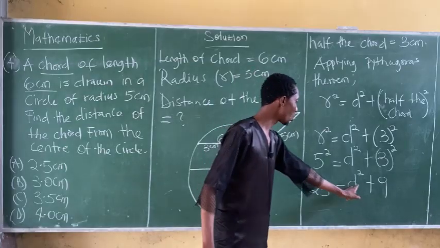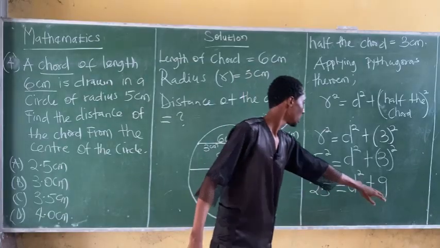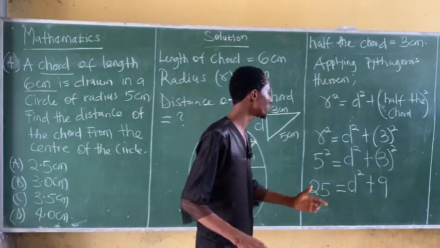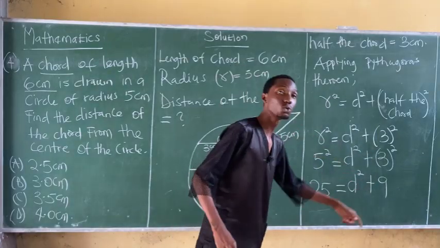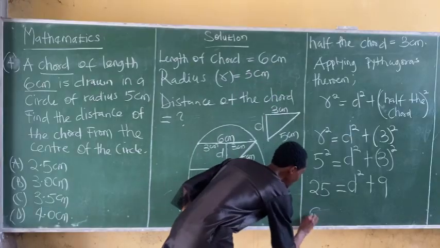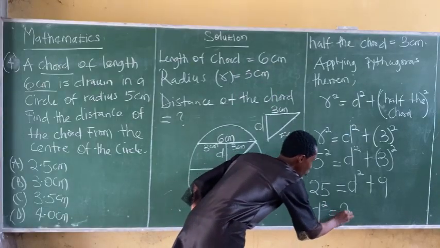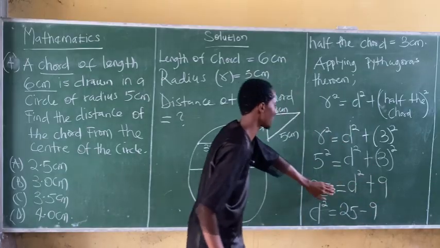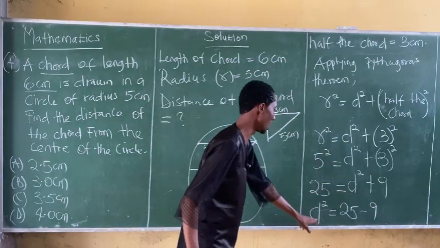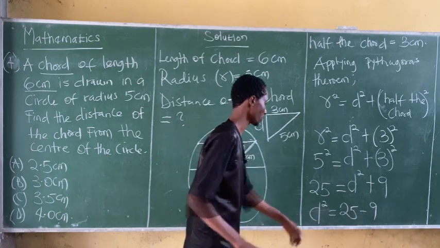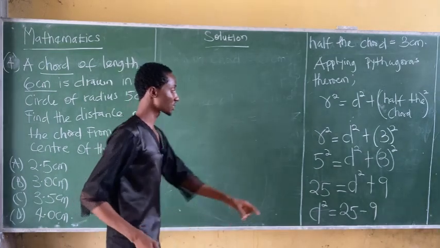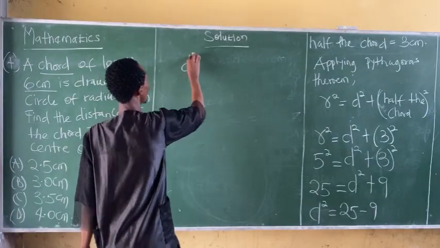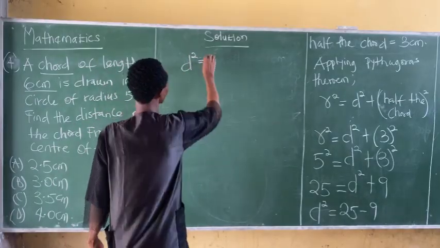If we make d square the subject of formula here, positive 9 will cross the equality sign to this other side of the equation. It will change from positive to what? Negative. So we have d square is equal to 25 minus 9. This has left this side to this other side of the equation. d square is now standing alone. We have that 25 minus 9 will give us what? 16. We have d square is equal to 16.